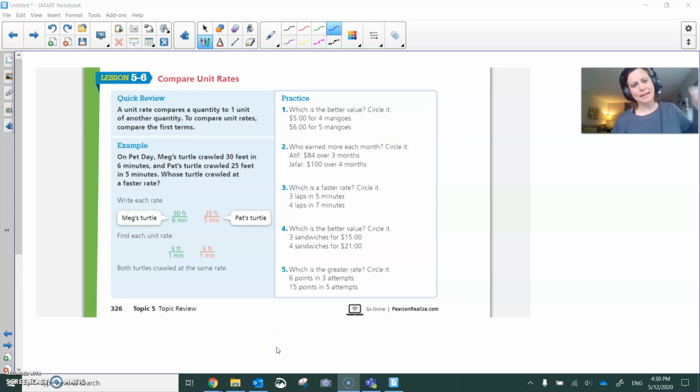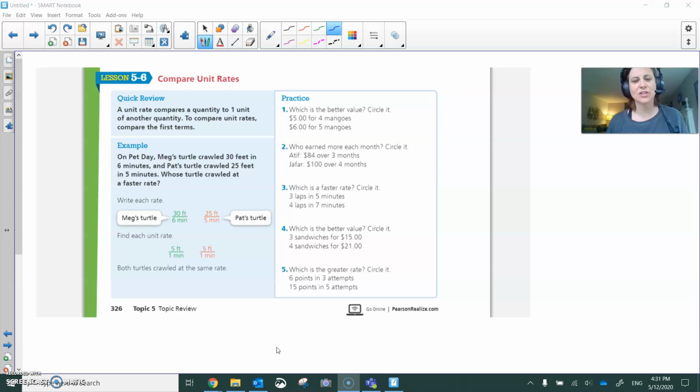This is the Math 6 review of Topic 5, Lesson 6, comparing unit rates. Just like we saw in 5.5, the idea about a unit rate is you want that second value to become a 1. Another thing that's interesting is you can make either one of them 1 and still get the right answer, as long as you're consistent.